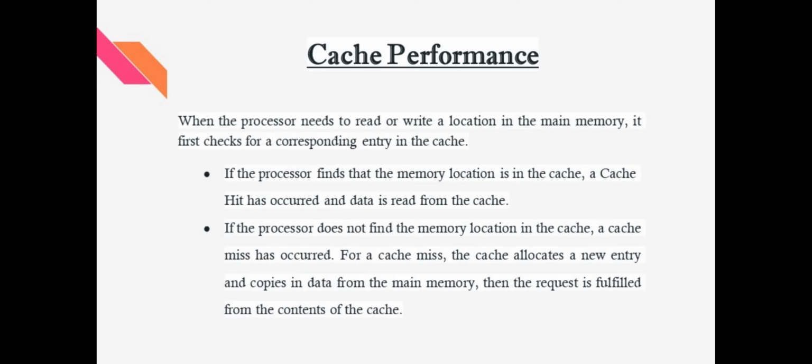Starting with cache performance. When the processor needs to read or write a location in the main memory, it first checks for a corresponding entry in the cache. If the processor finds that the memory location is in the cache, then a cache hit has occurred and data is read from the cache. But if the processor does not find the memory location in the cache, then a cache miss has occurred. For a cache miss, the cache allocates a new entry and copies in data from the main memory. Then the request is fulfilled from the contents of the cache.